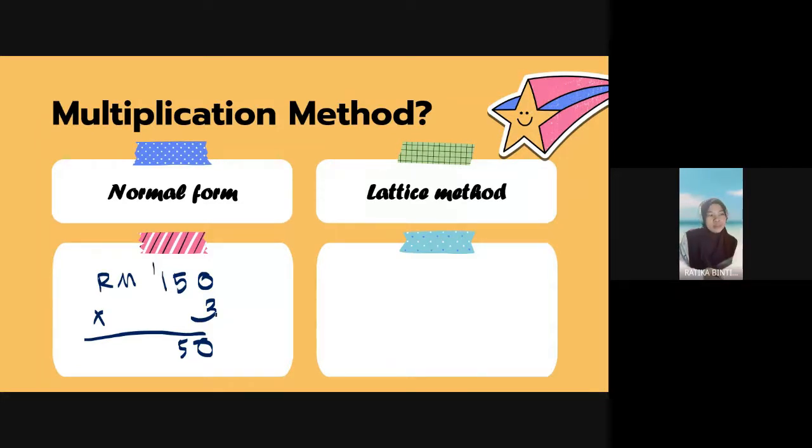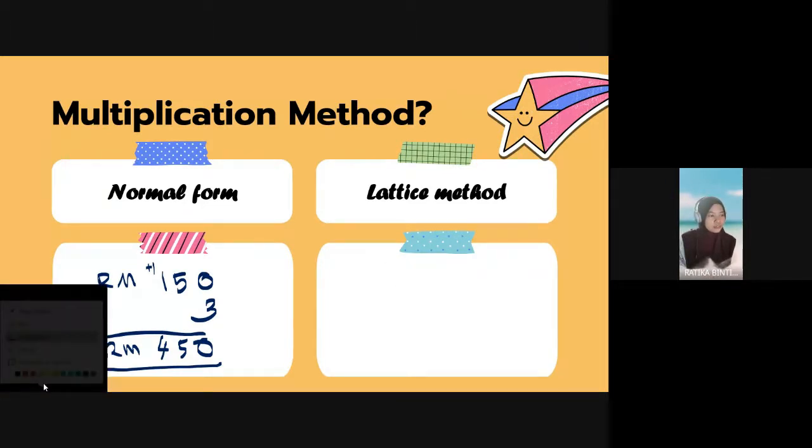Okay. 5 times 3 is 15 kan? 5 dekat bawah, 1 bawah naik atas tambah. And you need to remember to multiply first before you add. Okay, 1 times 3 is 3 plus 1 is 4. Okay, this is the normal form. Itu normal form. Okay, boleh? Boleh? Ingat tak? Do you still remember? Still remember or not? Yes.